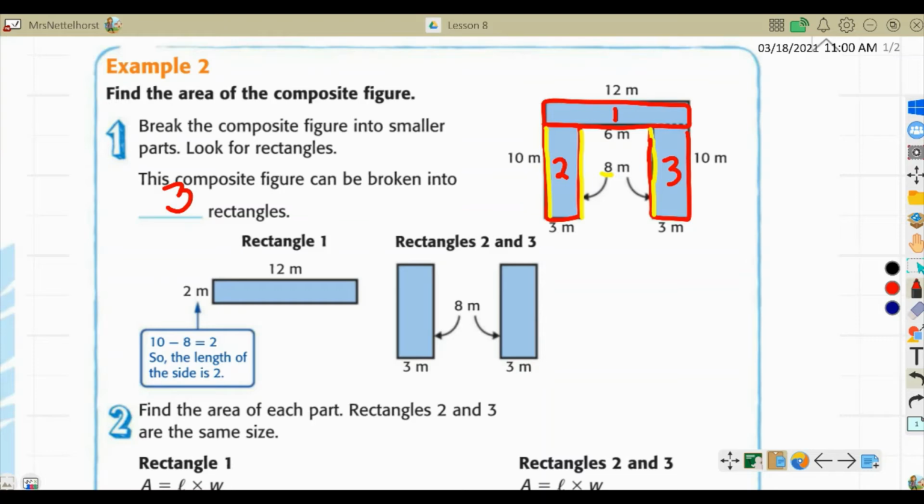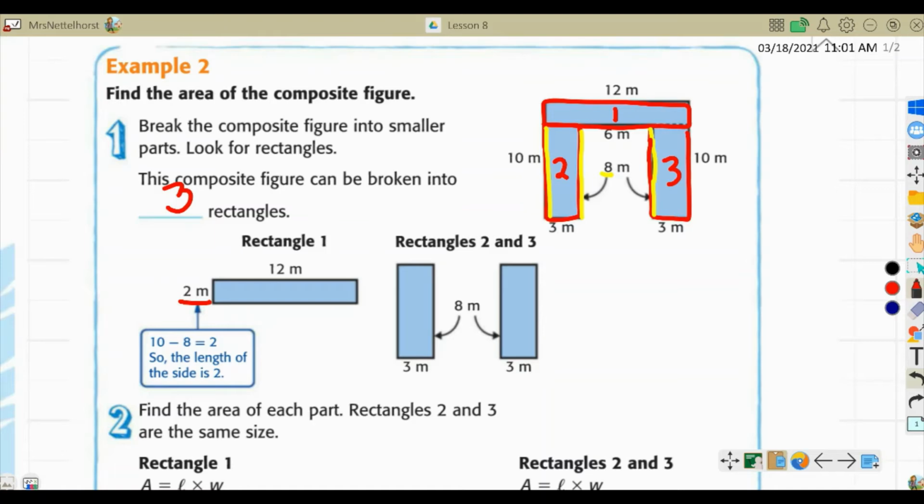Rectangle 1 is made up of 12 meters on the side length, on the length, but then on the width, the short side, it's part of the 10 meters. Because rectangle 2 has 8 meters on this side, then this side has to be 8 meters. 10 minus 8 is 2. So there are 2 meters left on that side for the width of rectangle 1. I hope I explained that clearly.